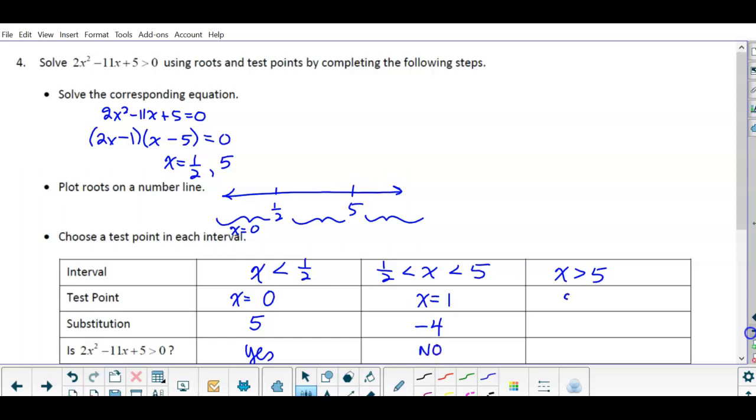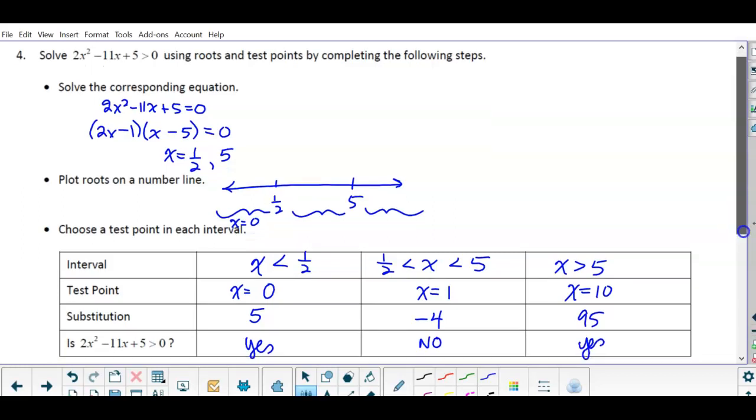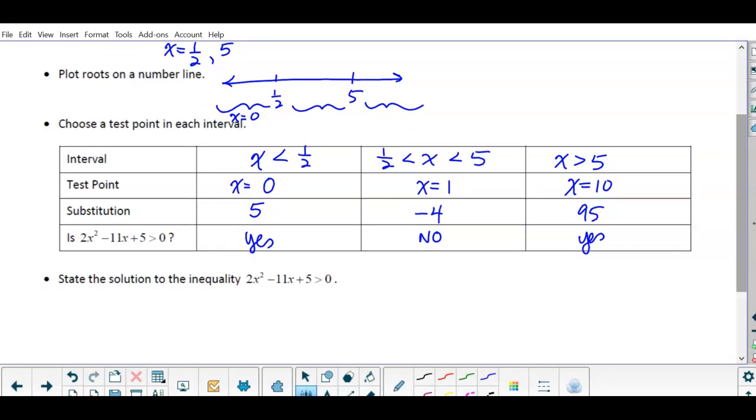Then a number greater than 5, let's do 6. Actually, why don't we do 10? 10 is easier to deal with. So 2 times 10 squared, that's 200, minus 110 is 90, plus 5 is 95, and that's greater than 0, yes. Okay, so we're looking for a solution to this. Where is it greater than 0? So we're looking for this interval and this one. So that's going to be x less than 1/2, x greater than 5.